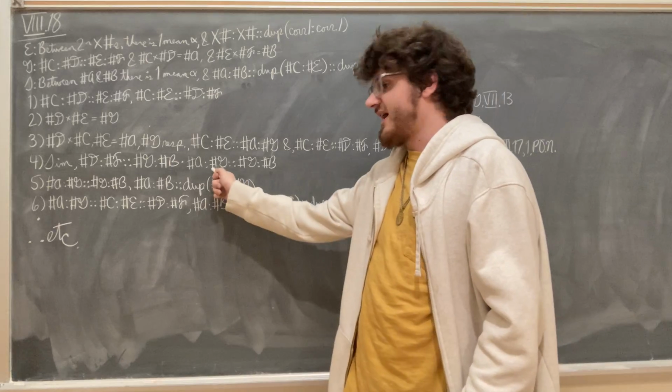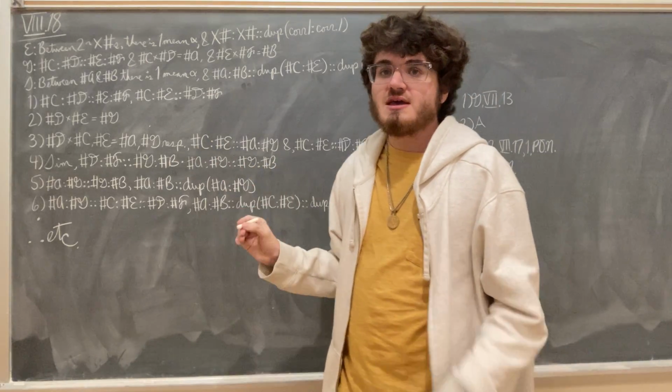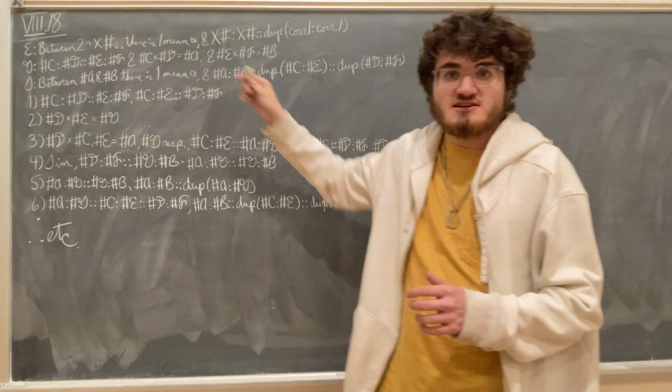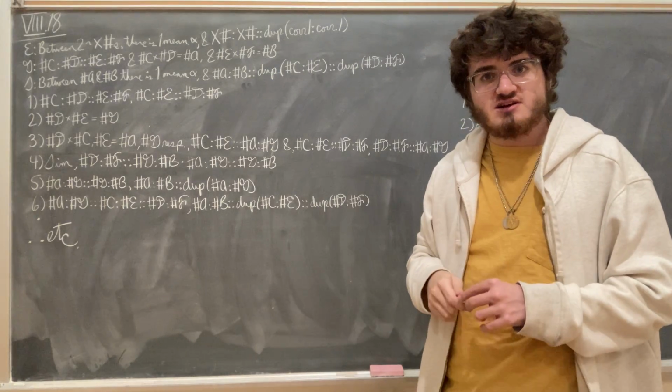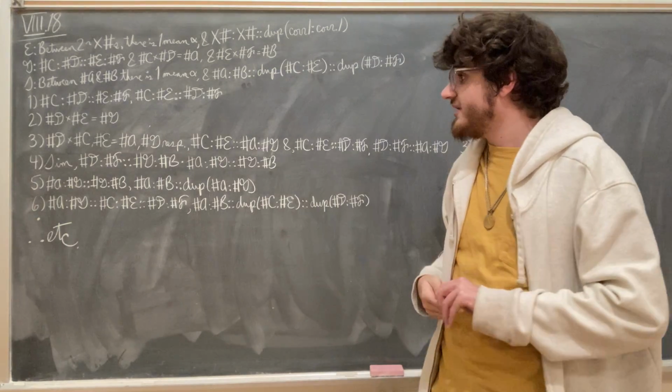And we notice that there is exactly one between A and B. So that satisfies the first part of our enunciation. What about the second, about this duplicate ratio business? Well, that's quite simple, actually.